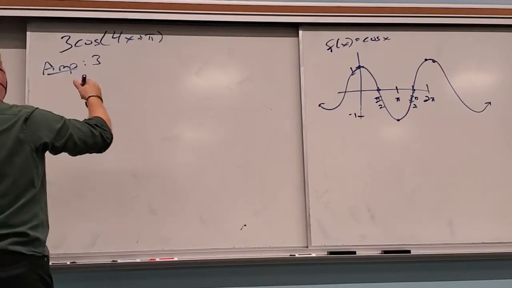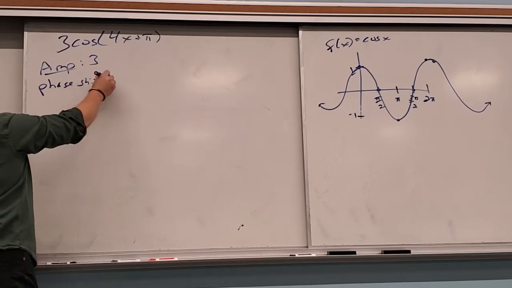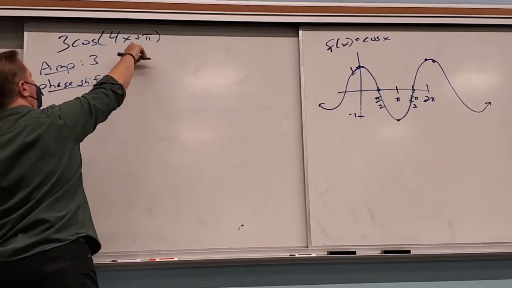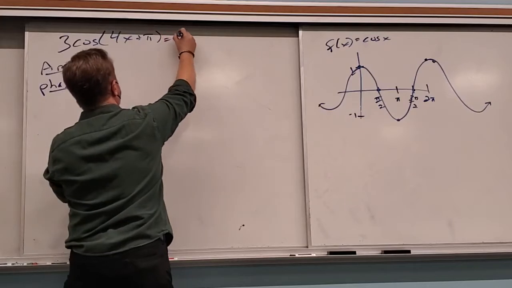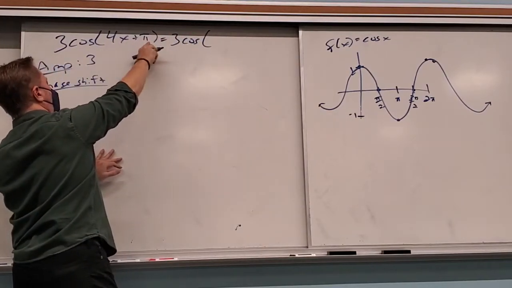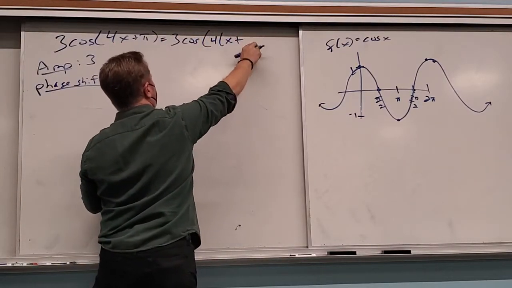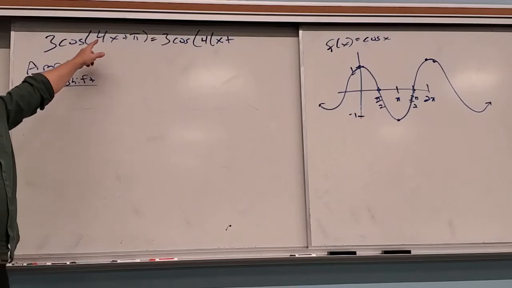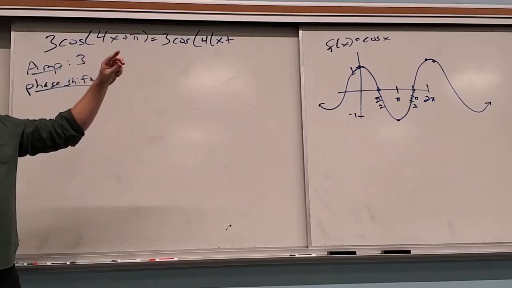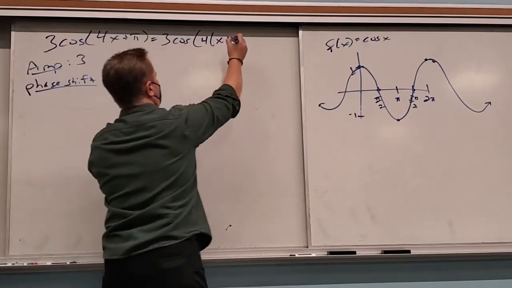Phase shift. How do I figure out the phase shift? What do I have to do? Say again? Factor the inside. So if I factor the inside, what comes out? Yeah, 4 comes out. So what's left here? Because when I take something out, I divide it out. 4x divided by 4 is x. Pi divided by 4 is pi divided by 4.